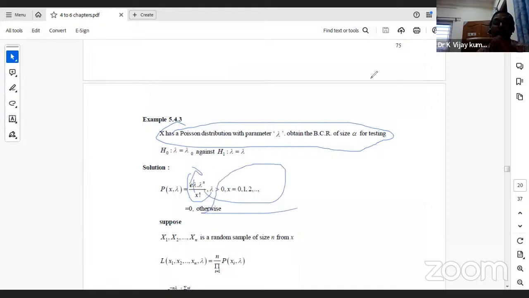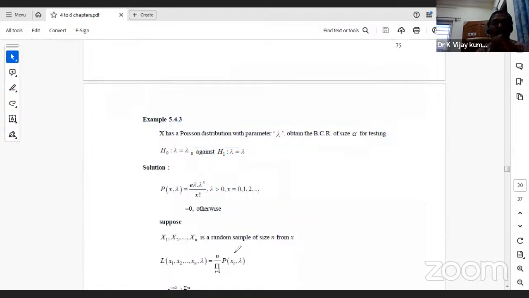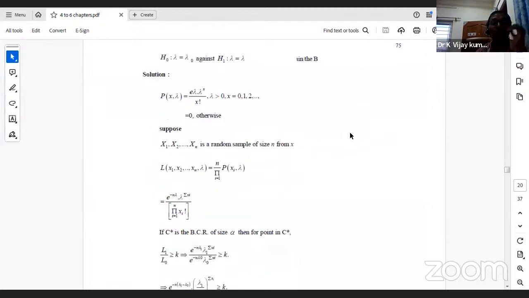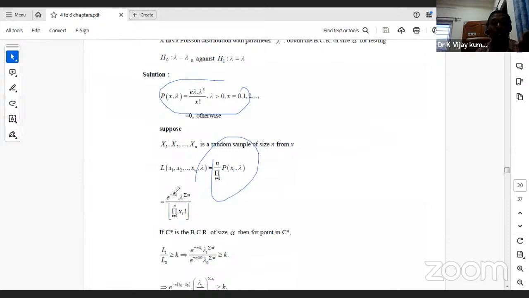Otherwise it is zero. Suppose x1, x2, x3, and so on xn is a random sample of size n from this distribution. The likelihood is the product over i equal to 1 to n of p(xi, lambda). So this becomes e power minus n lambda, lambda power summation of xi, divided by the product of xi factorial.